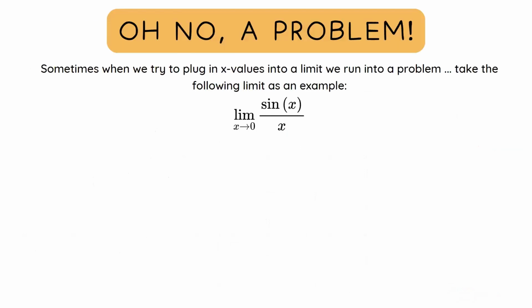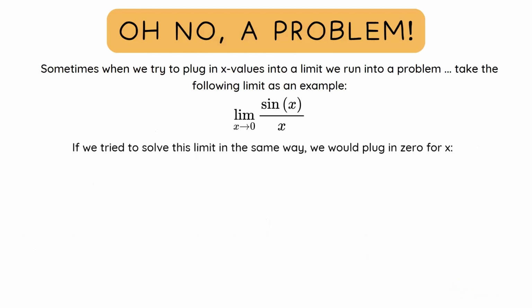I also want to make you aware of a slight problem that we might run into when trying to solve limits. Let's take this following limit as an example: the limit as x approaches 0 of sine x over x. If we follow the same strategy, we'd want to plug in 0 for x. If we do so, we get sine 0 over 0, which if we simplify using our trig rules, we end up getting 0 over 0.